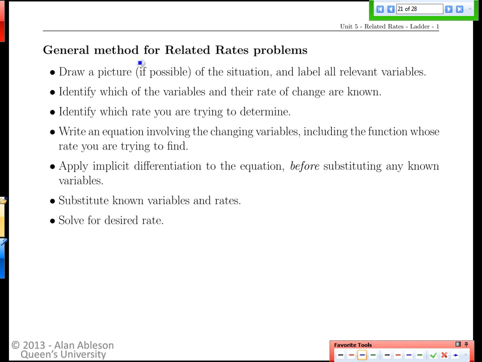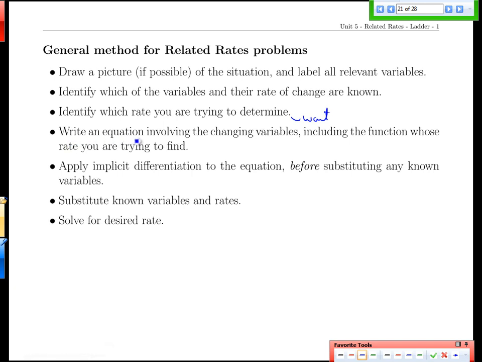Having seen a few examples already of related rates problems, it's time to think about what kind of generalizations we can make. One very common element of these related rates problems is to draw a picture. If at all possible, try to draw some kind of diagram of the situation, labeling all the relevant variables. Figure out which variables and rates of change you know, figure out which ones you want. That's going to be your guideline for what things you're going to tie together through equations.